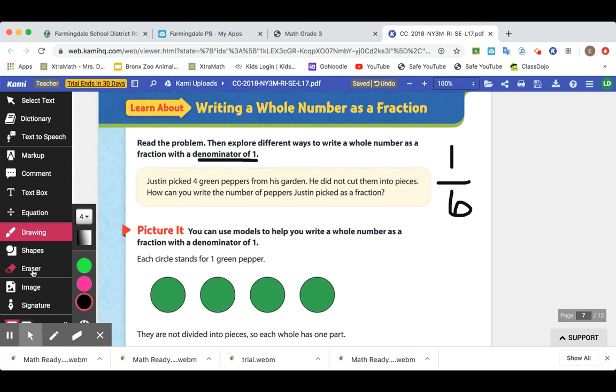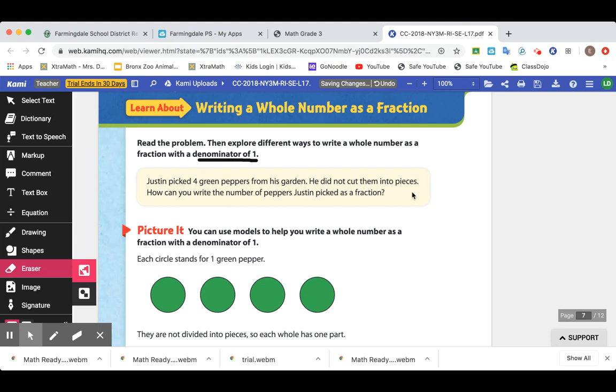Okay, so let me take this out of the way so it doesn't confuse you. But I just want you to notice the difference between the numerator and the denominator. Because remember, that numerator talks about the pieces that you're talking about, either the parts that are shaded, the parts that are not shaded, the part eaten, the part left, whatever the case may be. But remember, the denominator is always how many equal pieces the whole is. Okay? So it says picture it.